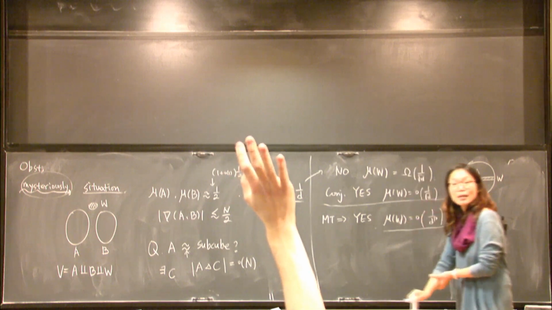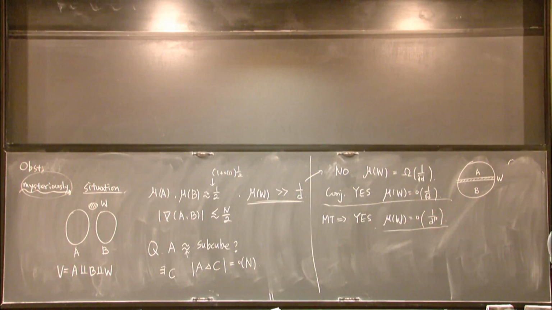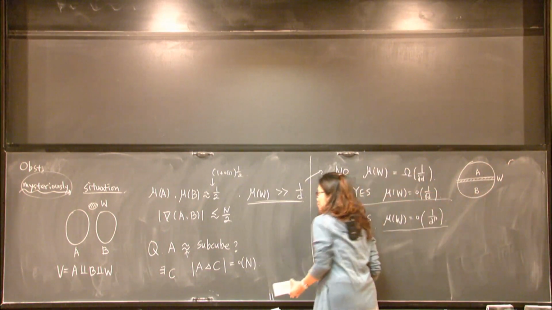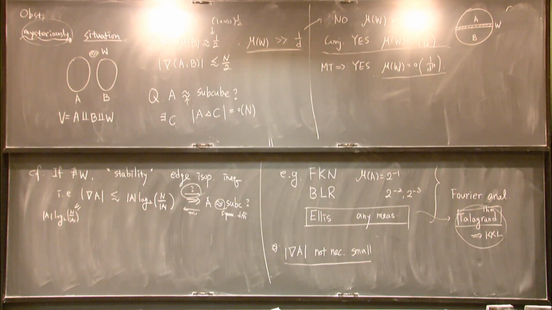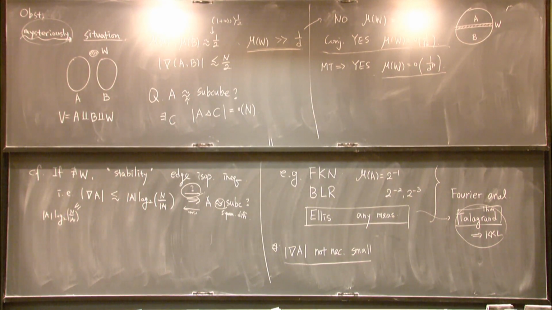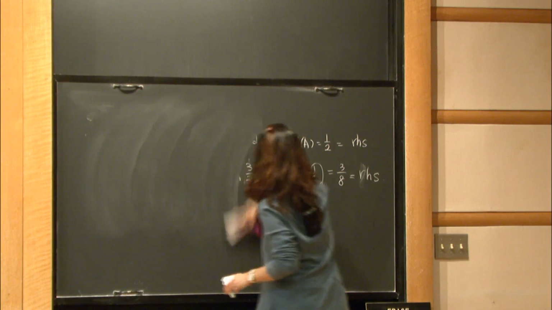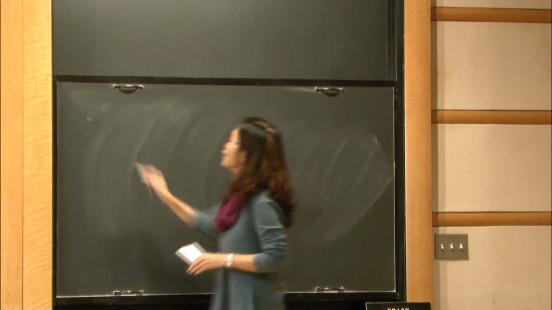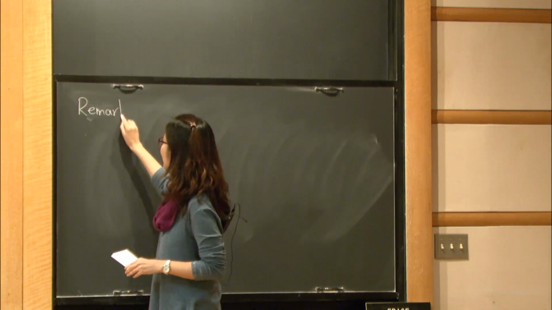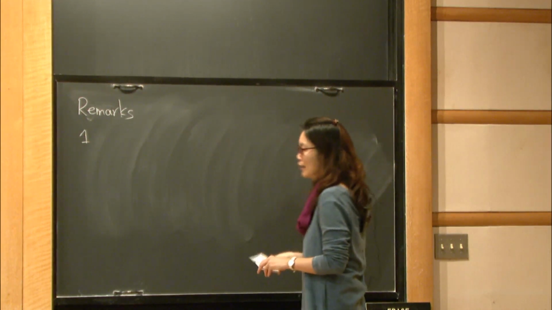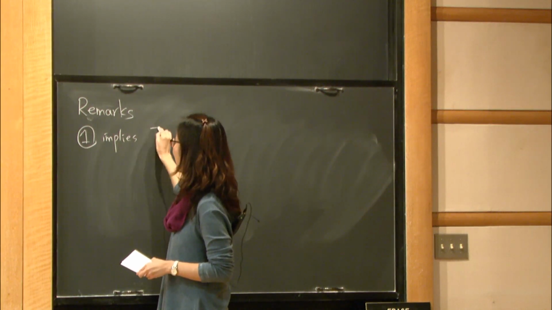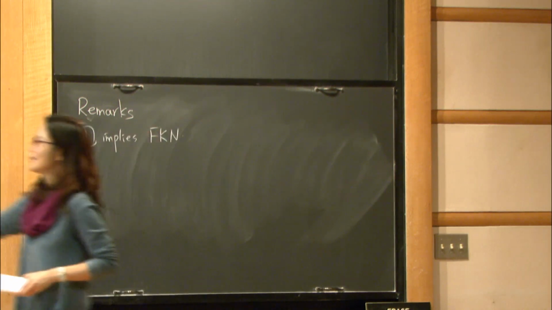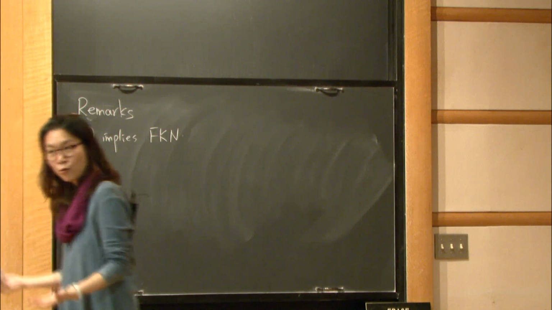Yes? So does this end up giving an elementary proof of FKN? Or FKN? What's FKN? You wrote that earlier. Exactly, yeah. So that's one of my remarks. Nice. As I said, this elementary argument gives a nice result. So there are a few remarks. First, as Ryan pointed out, our result implies FKN, in a stronger way.